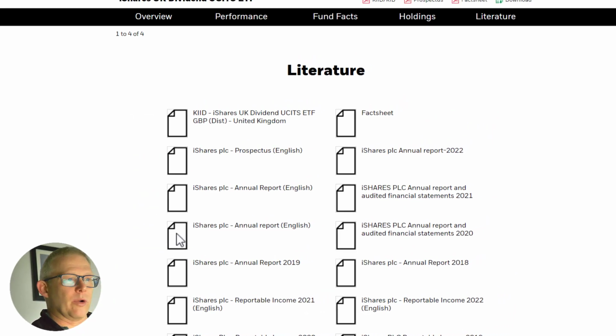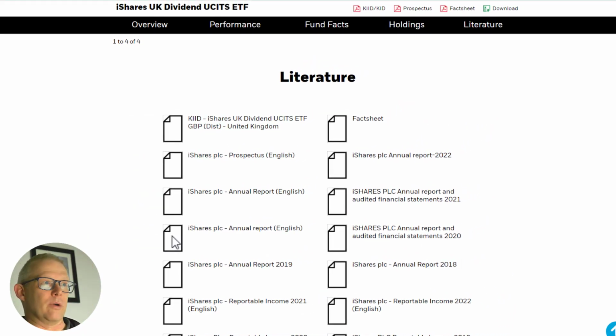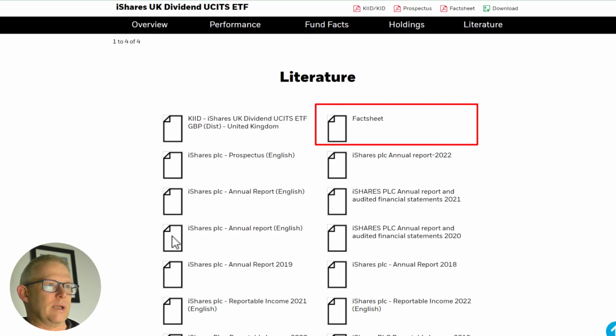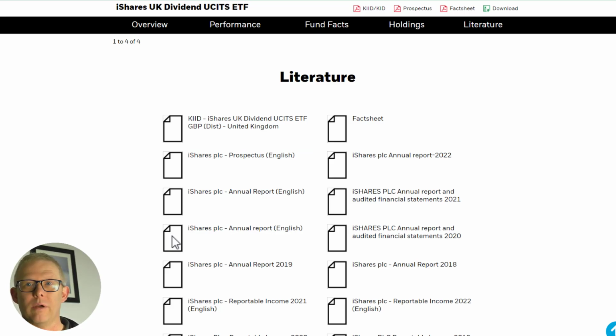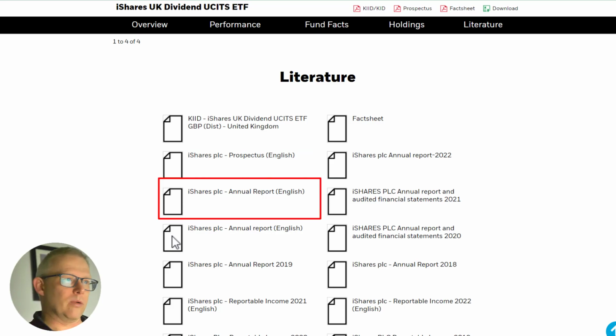And then down at the bottom you have the different literature. What I would recommend is you go and have a look at things like the KID, the key investment documents, and the fact sheets and the prospectus. And if you wish to, go and have a quick jump into the different annual reports that exist as well.